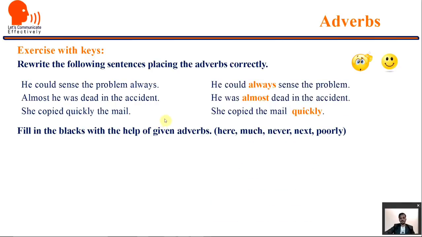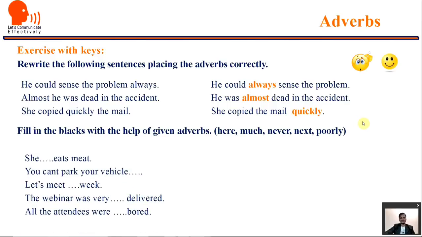Let us see now. So the proper places are: he could always sense the problem. He was almost dead in the accident, and she copied the mail quickly. We should not use these in other ways. Second exercise: fill in the blanks with the help of given adverbs. Here: much, never, next and poorly. So here it goes. Fill in the blanks with the given adverbs.